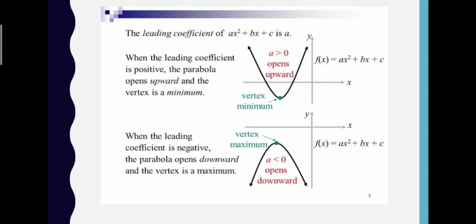Tatandaan nyo ha, remember, uulitin ko, if ang leading coefficient is positive number, ibig sabihin ang parabola ay nakabuka siya pataas, then ang kanyang vertex is minimum since nasa baba. Ito. Then, if ang leading coefficient naman is negative number, ibig sabihin ang parabola is nakabuka siya pababa, then ang kanyang vertex is maximum kasi nasa taas.